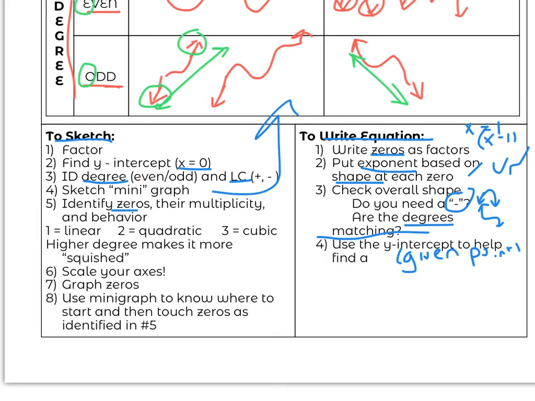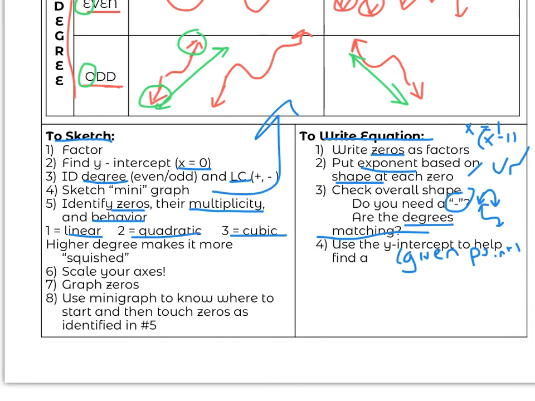Then we're going to identify our zeros, that's x-intercepts, their multiplicity, that's based on the exponent, and behavior. By that I mean, is it linear, quadratic, or cubic? The higher the degree is, the more squished it is. So if I have to the 4th power, it looks like quadratic, but more squished. Something to the 5th power looks cubic, but more squished.